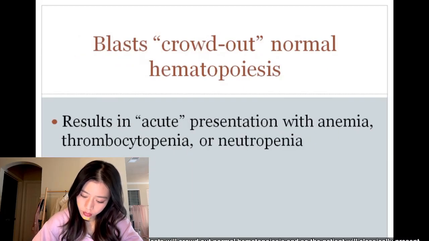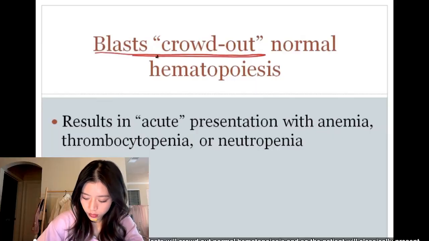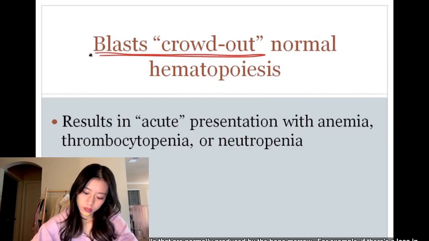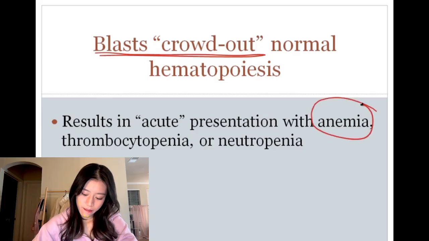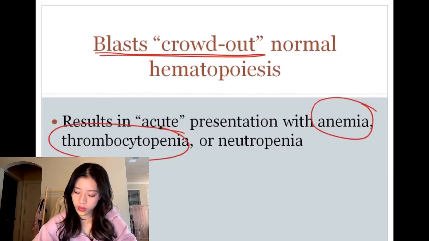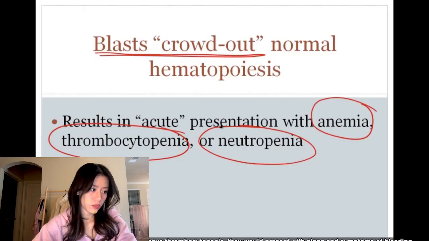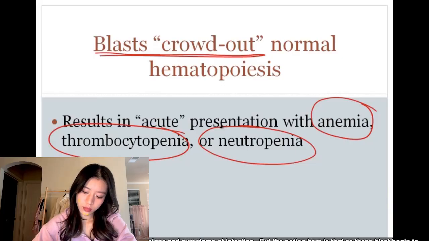Now, in an acute leukemia, the blasts will crowd out normal hematopoiesis. And so the patients will classically present with signs and symptoms of loss of the cells that are normally produced by the bone marrow. For example, if there's a loss in red blood cells, the patient will develop anemia. If platelets can't be formed, the patient will develop thrombocytopenia. And if the neutrophils can't be formed, the patients will develop neutropenia. And so, of course, if they have anemia, they would present with signs and symptoms of hypoxia. If they have thrombocytopenia, they would present with signs and symptoms of bleeding. And if they have neutropenia, they would present with signs and symptoms of infection.